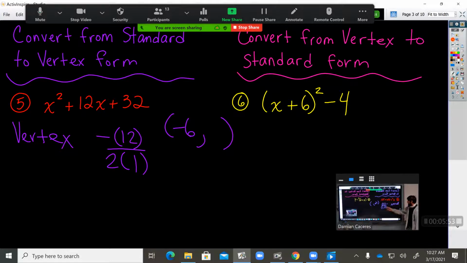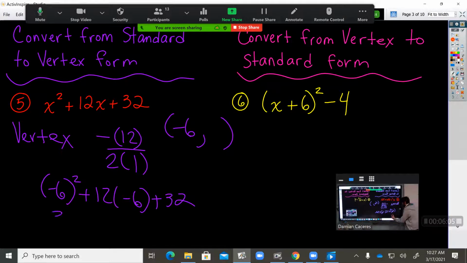Now, you grab negative 6 and you plug it in wherever you see an x. So that would be negative 6 to the second power plus 12 times negative 6 plus 32. Now we simplify. Negative 6 to the second power is positive 36. 12 times negative 6 is negative 72. Bring down your plus 32. Now if you simplify that, it equals negative 4.